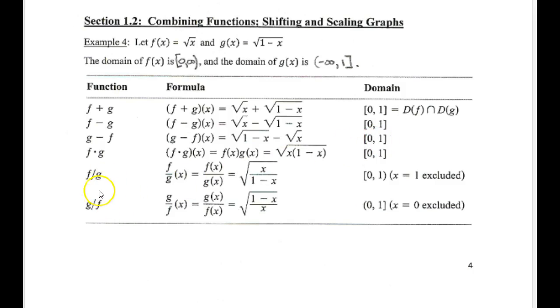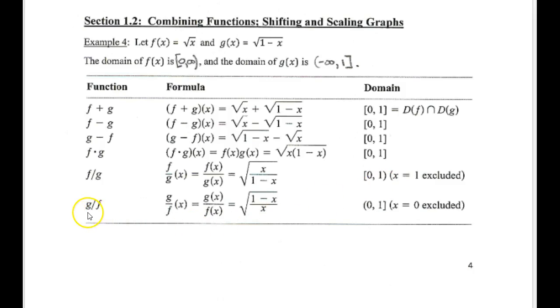Once I divide by one of the functions, I'm dividing by g. So g of x was the square root of 1 minus x. Thus, I can't have x be equal to 1 because I would have 0 in the denominator. So it's still 0 to 1. We just cannot include 1.